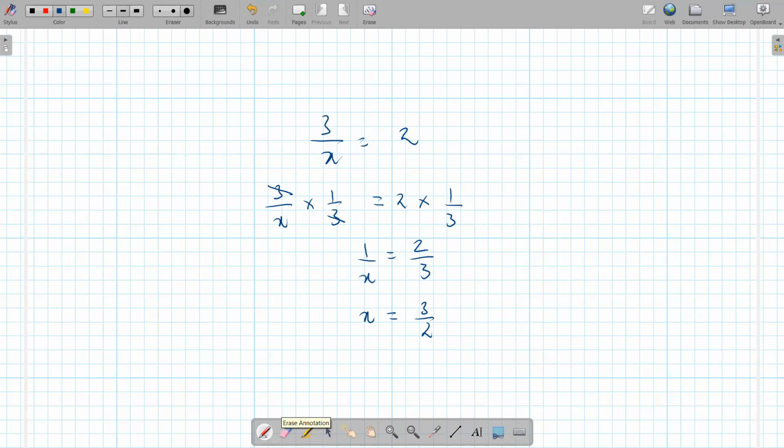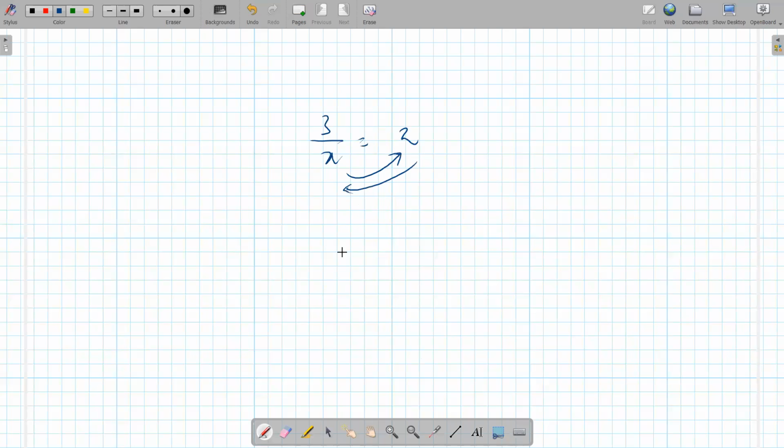Alternatively, here's the shortcut. If you see a question like this, when the unknown is in the denominator, you can literally swap places. 3 over 2 equals x. Like 9 over x equals 3. We know the answer is 3, or you can just swap places with it.